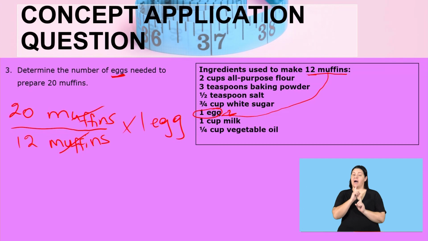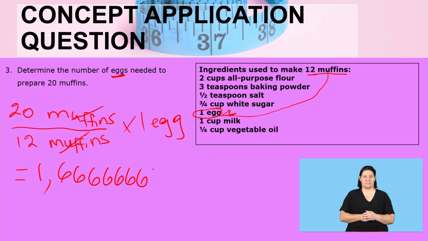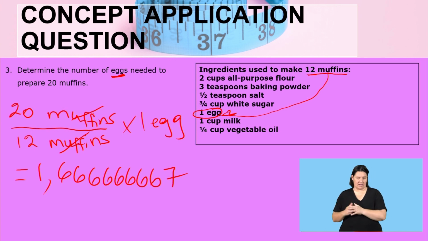Let us calculate together. We take 20, divide it by 12, and multiply it by 1, and the answer that we are getting is 1.6666667, with a 7 at the end. So this is the answer that we are getting. Now the question is to determine the number of eggs. Remember, because this is a recipe, you need to have enough. There's no way you can round down.